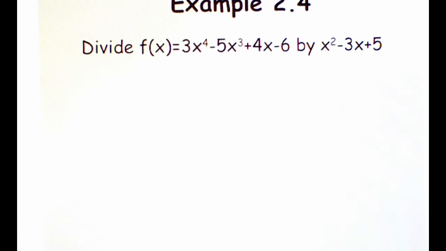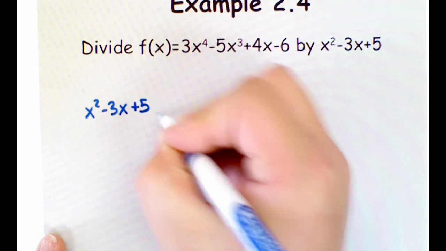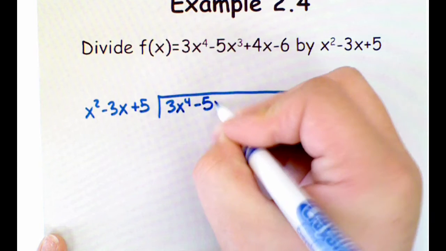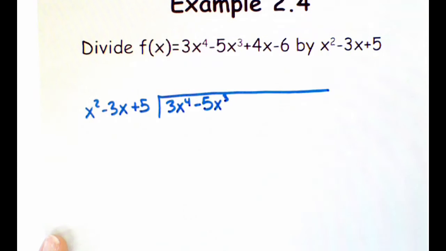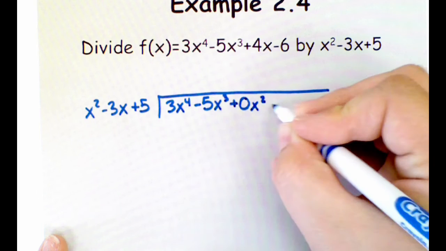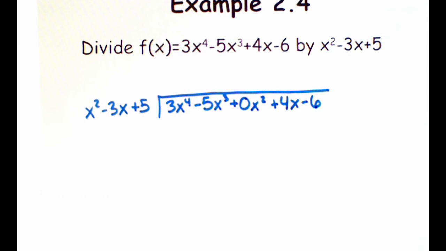All right, another example. Very similar to the last one. These are already in order, so let's dive right in. x squared minus 3x plus 5 going into 3x to the 4th power minus 5x cubed. Uh-oh, I don't have an x squared term. Don't forget to put the 0x squared, then plus 4x minus 6. It'll throw your life off later if you don't put it in.